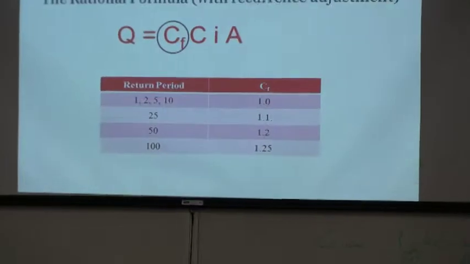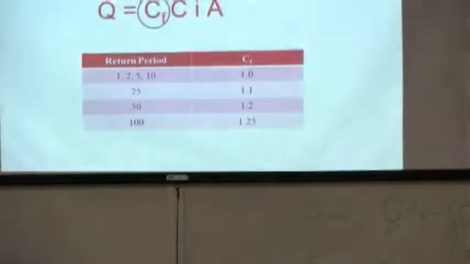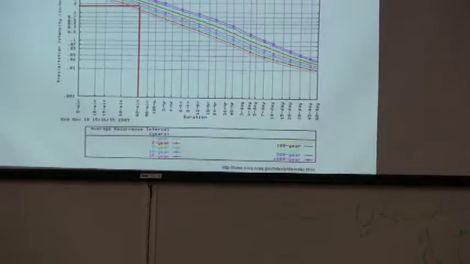Is that 1.1? Correct, 1.1. So you just pick off whatever storm event they're talking about, pick off your CF. That's that recurrence adjustment that they've added more recently. All right, next one. We're going to go to this chart here.